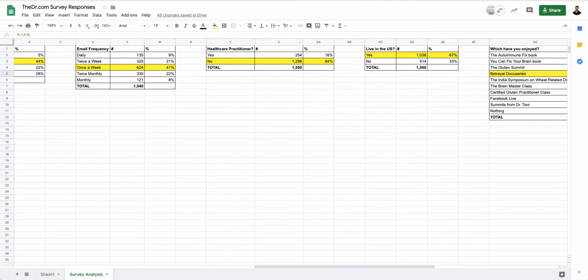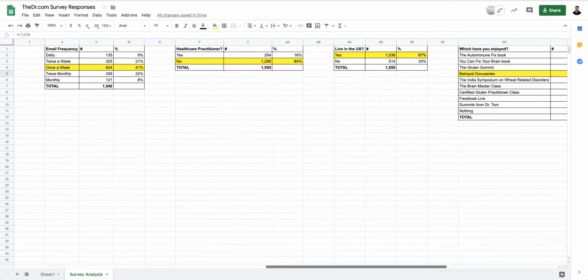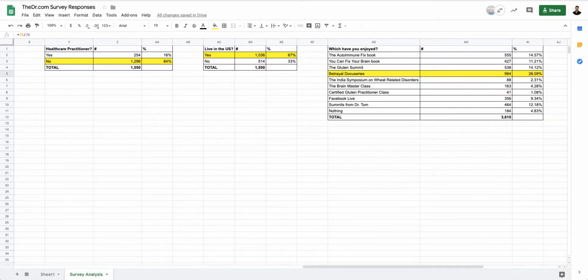Healthcare practitioner. You guys already basically know this, but 84% of the people that took the survey are not practitioners. The majority of the stuff we market to is not for practitioners anyway, and when we do, we normally send a segmented send, so I'm not too worried about that. But there's your breakdown. 84% of the people are not healthcare practitioners. This one was actually interesting to me. Living in the U.S., 2/3 of the people live in the U.S. I thought it would have been more. So 2/3 in the U.S., 1/3 not in the U.S.